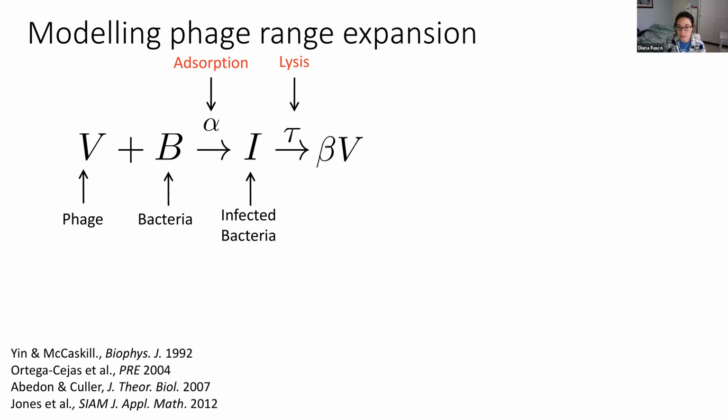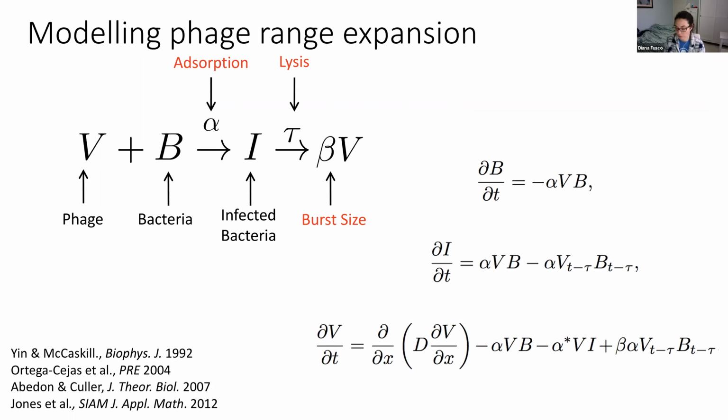Oh, sorry, I forgot to say, the beta is called burst size. So if we are now in a spatial environment, we can write a system of partial differential equations that describes the dynamics of the uninfected bacteria, the infected bacteria, and of the virus. And here we're assuming, as is often the case in this bacterial lawn, that the bacteria are non-motile, so they're not moving around, which is why there's no diffusion associated with the bacteria, and only the viruses can disperse.